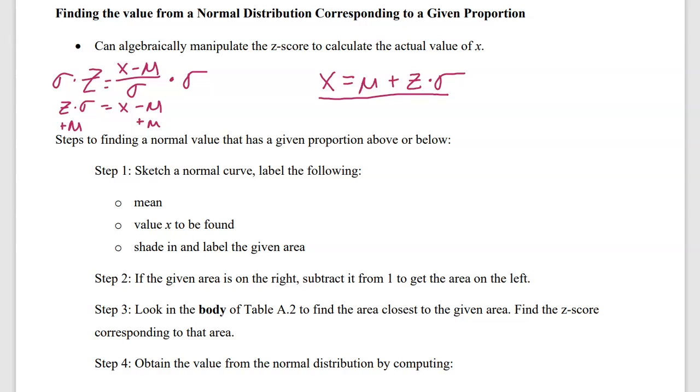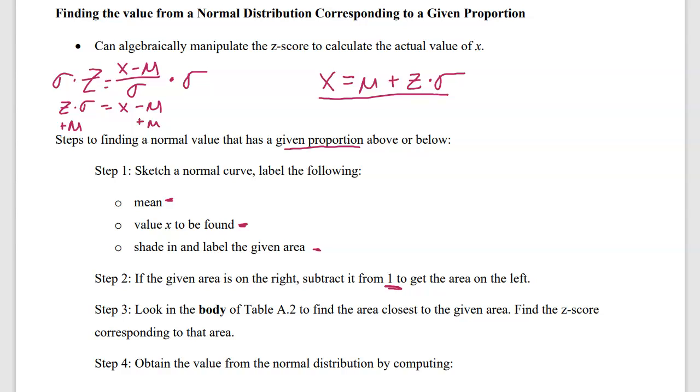Now, steps to finding a normal value that has a given proportion. First, you want to sketch a normal curve, just like we have been doing. You want to label the mean. You want to label where the value is that you want to find. And you want to shade in the area. If you are given a value to the right, remember you want to subtract it from 1.